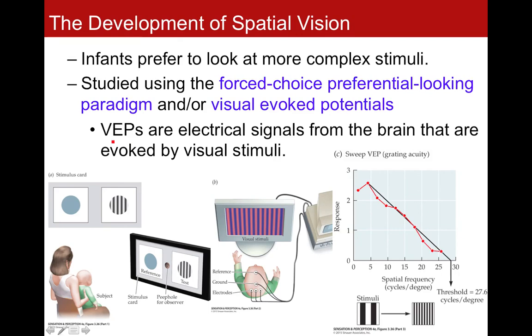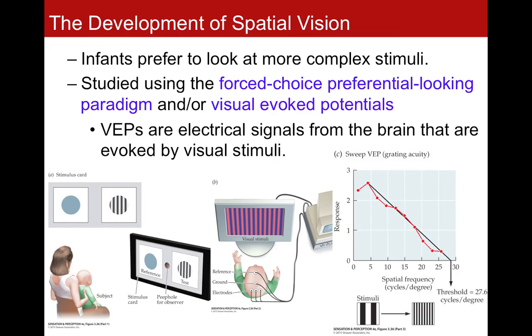Visual evoked potentials are the electrical signals from the brain. They're evoked by looking at visual stimuli, and you measure the response in the brain while a baby or a person is looking at visual stimuli. If there's a difference in the amount of time that the baby looks at two different stimuli, then that means they can tell the difference between them and that they find one of the two more complex, more interesting, or more surprising.